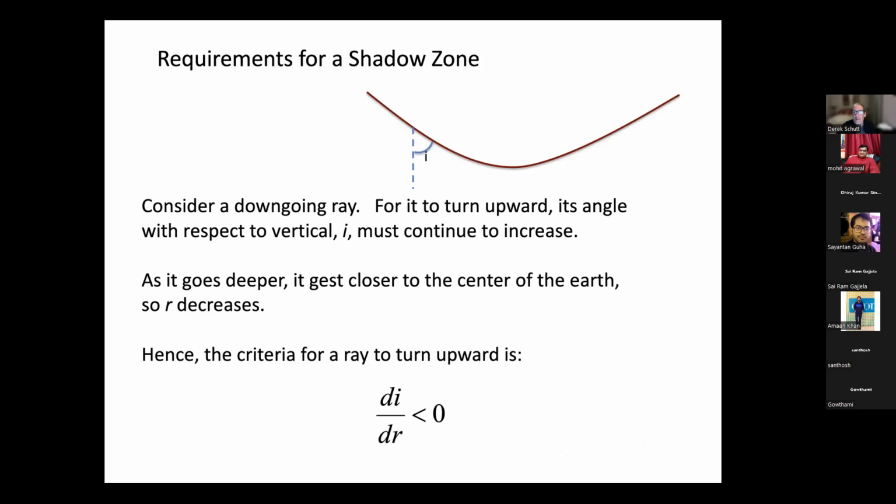So let's look at the requirements for a shadow zone. We will consider a downgoing ray. For it to turn upwards, its angle with respect to vertical must continue to increase. So for it to turn upward, I has to go to larger and larger values. As it gets deeper, it gets closer to the center of the Earth, so R decreases. So I increases, R decreases. So for a ray to turn upwards, dI/dr has to be less than 0.